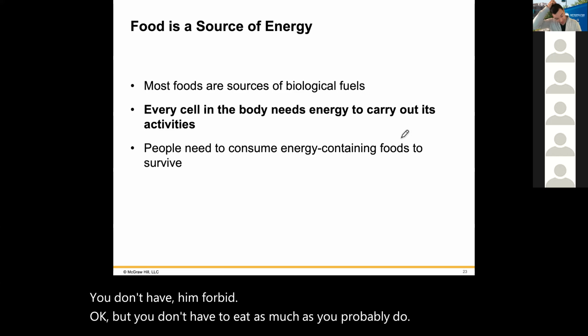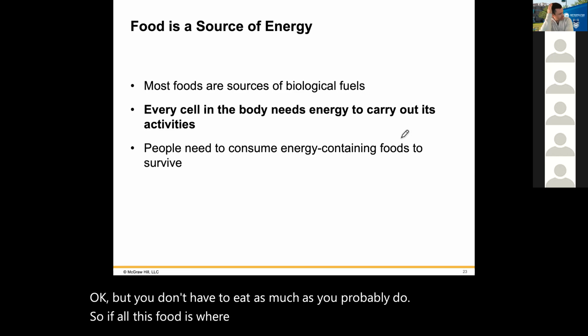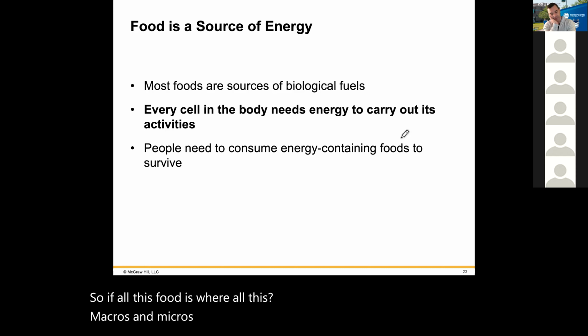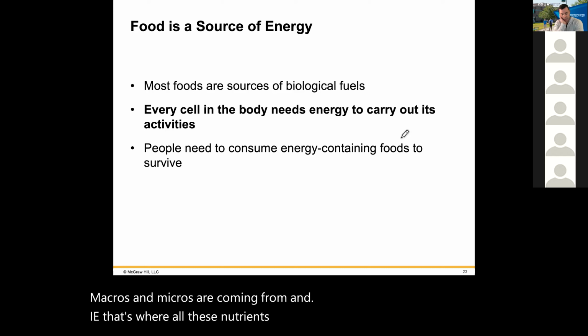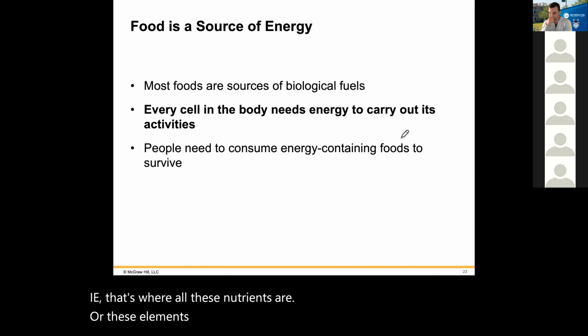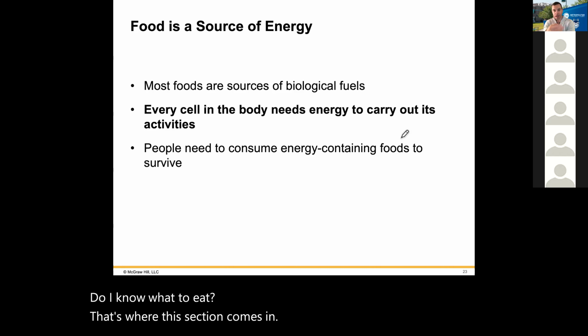So if all this food is where all of these macros and micros are coming from, and that's where all these nutrients or elements are, how much do I know what to eat? That's where this section comes in. This looks at how we measure the amount of food that we put in. Okay.